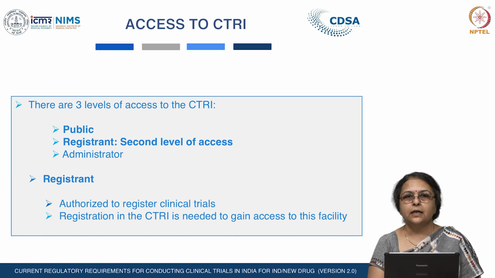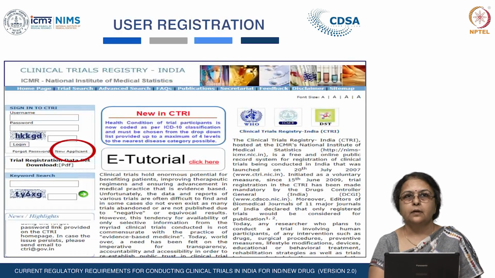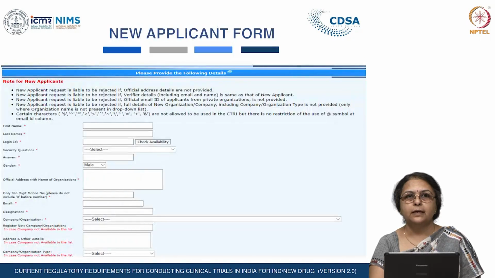Registration in the CTRI is needed to gain access to this facility. On the home page of the CTRI, you may register as a new applicant by clicking the New Applicant button. This will take you to the New Applicant form. Instructions to fill the New Applicant form and likely issues to be faced are listed right on top. Take a few moments to read these before proceeding to fill the form online.